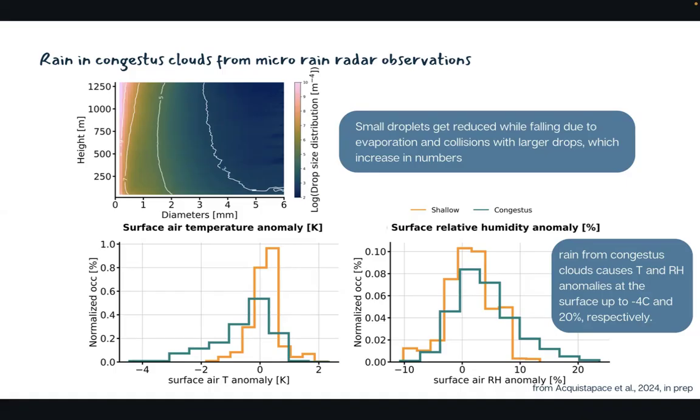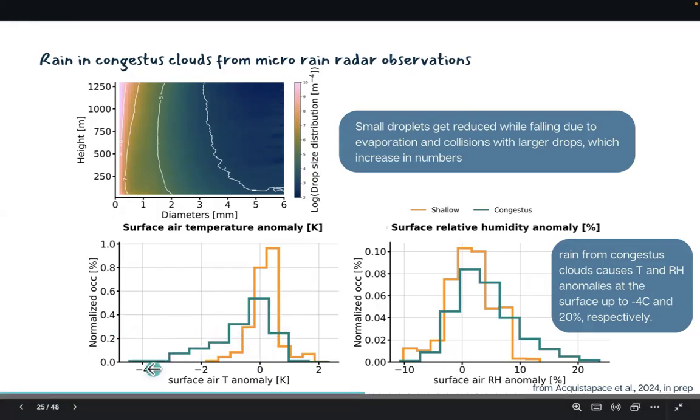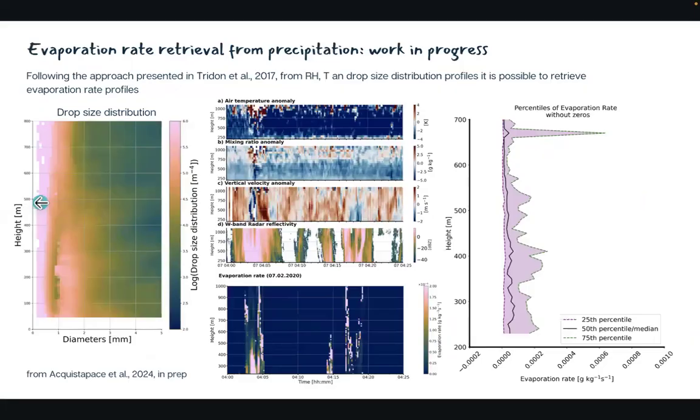Of course, this rain is causing anomalies at the surface in air temperature and humidity. You can see that the anomaly is much stronger in the case of congestus clouds, that is the green curve for air temperature, with respect to the orange curve of the shallow, and the same also for the relative humidity. We can reach up to -4 degrees anomalies in temperature and a 20% increase in surface humidity due to congestus precipitation. So let me show you one other thing that I wanted to show.